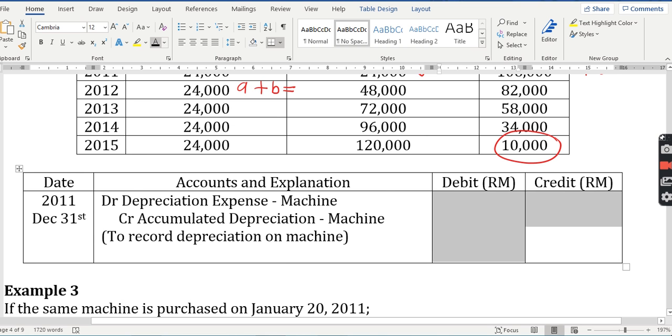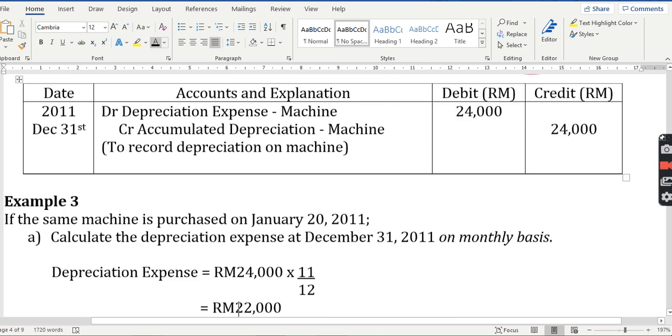The depreciation expense for 1 year is actually 24,000. So you'll debit depreciation expense for the machine 24,000, and you will credit accumulated depreciation for the machine with the same amount. This is how you record the depreciation for any of your fixed assets in the business. There won't be any other journal entry. This is the only journal entry to record depreciation expense.